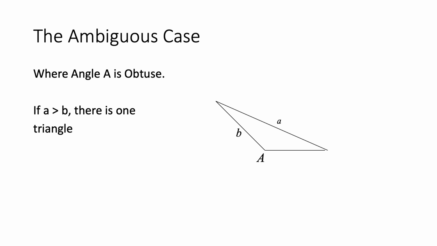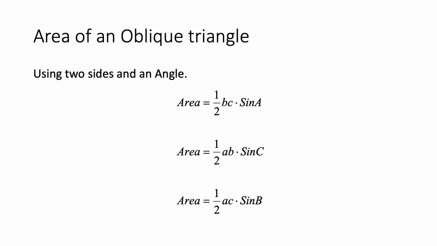We can also use two sides and an angle to determine the area of a triangle as well. So you're used to seeing area equals half the base times the height. Well, here, these are the formulas for the area using the sine of an angle. So let's go check out a couple examples.